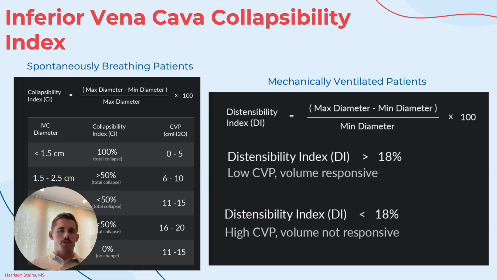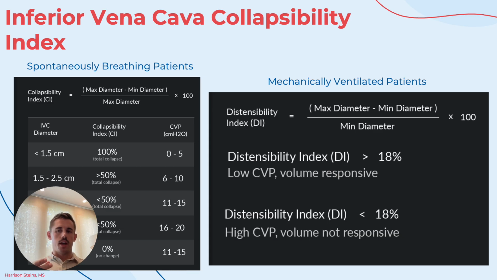As we start to calculate distensibility index and collapsibility index, it's the same thing: how far the IVC can open up or collapse down based on the amount of fluid that is in our patient. We have to look at spontaneously breathing versus ventilated patients. Obviously, if you're not wanting to do your small fluid bolus and you just want a quick bedside thing, this is a great tool.